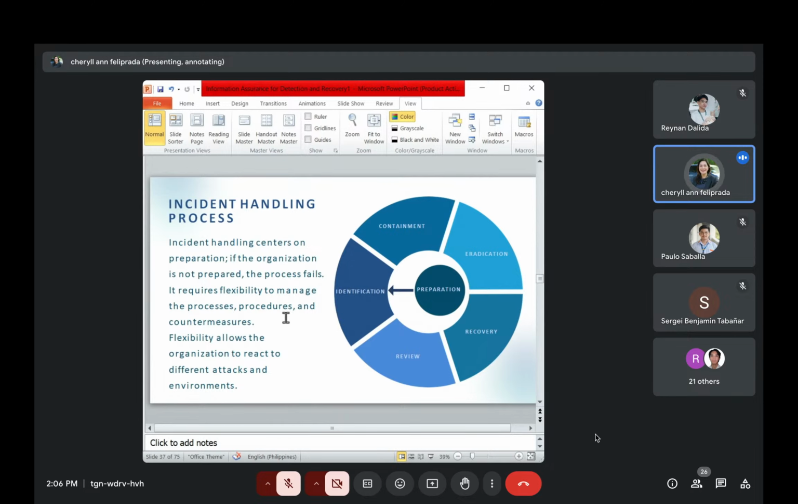It requires flexibility to manage the processes, the procedures, and company affairs. Flexibility allows the organization to react to different attacks and environments. So this process includes identification, containment, eradication, recovery, and the review. Okay.